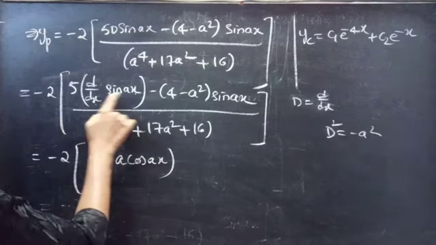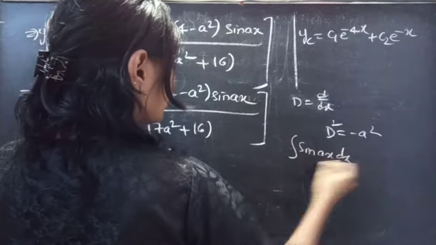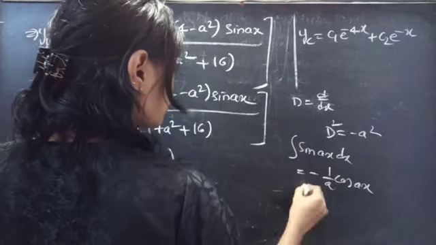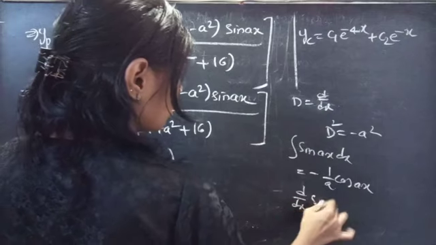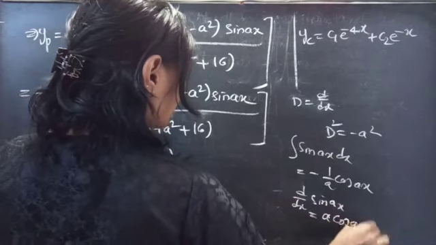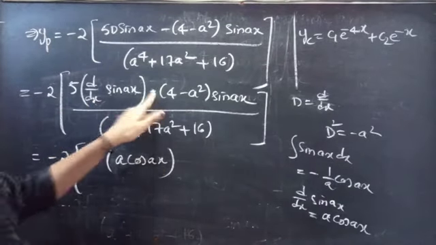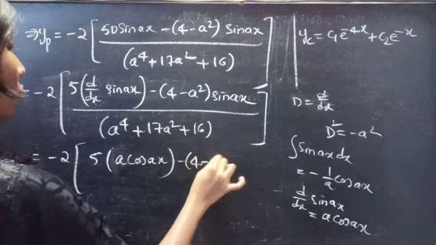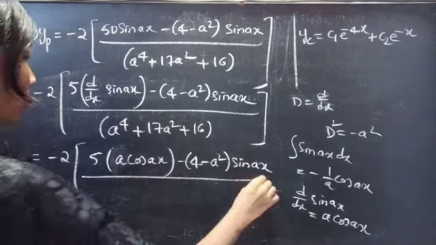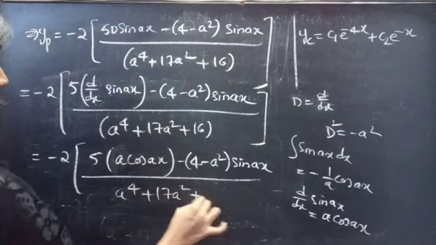Only the integral of sine ax will be minus 1 by a cos ax. But in case of derivative, we'll get a cos ax, right? So a cos ax is correct. Minus 4 minus a squared into sine ax by a power 4 plus 17 a squared plus 16.